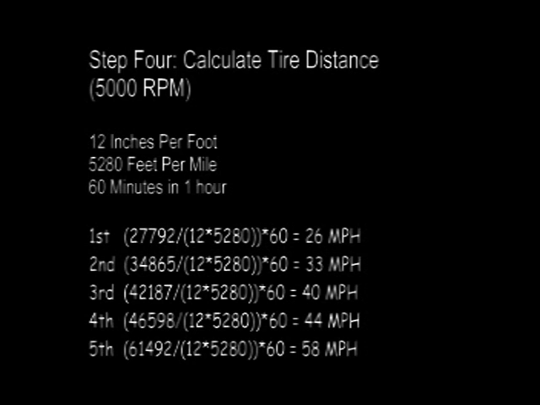So we have 12 inches per foot, and we have 5,280 feet per mile and 60 minutes in an hour. So we can take, for example, 27.8 thousand inches divided by 12 multiplied by 5,280 feet, and we get the number of miles per minute. So we multiply that by 60, and we get 26 miles per hour for first gear, 33 miles per hour for second gear, 40 miles per hour for third gear, 44 miles per hour for fourth gear, and 58 miles per hour for fifth gear.